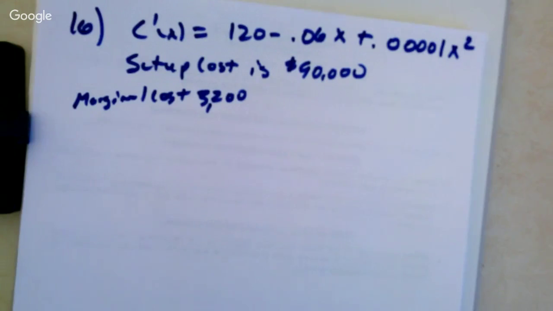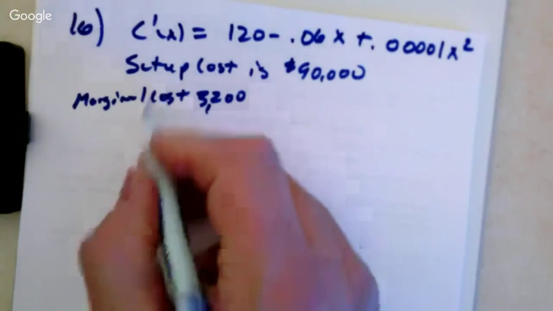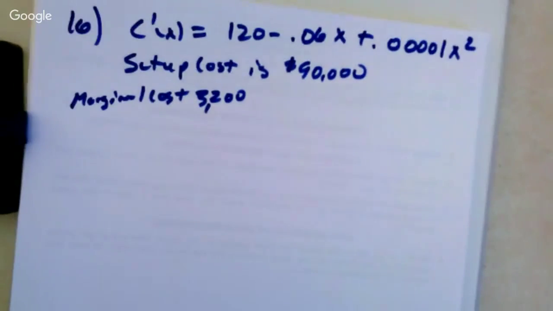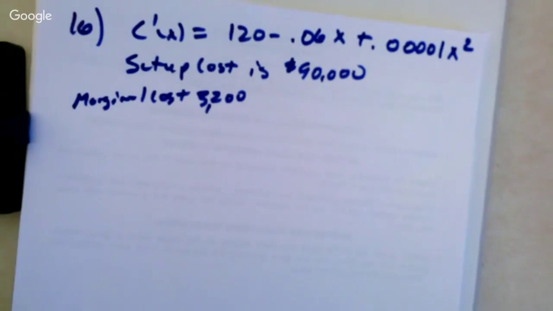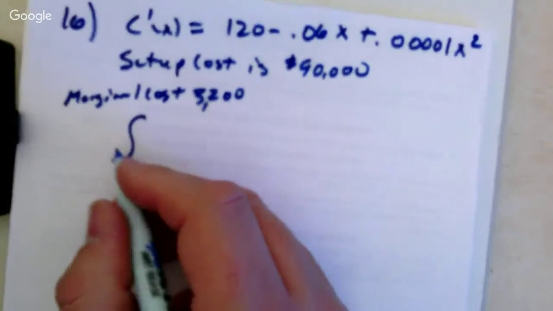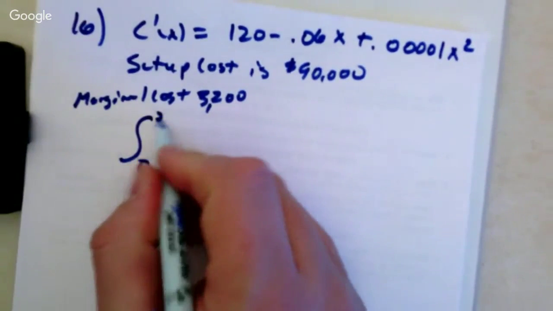Okay, we're chatting about marginal cost integrals. Let's take a peek. The first part asks for the total cost for the first 3,000. Total means we're probably going to have to take an integral. From where to where? To make 3,000 means we started at 0 and got to 3,000.